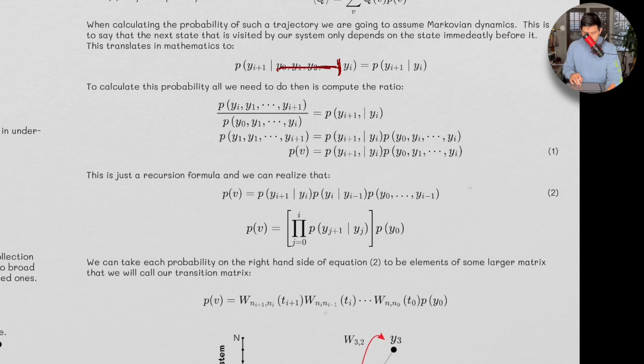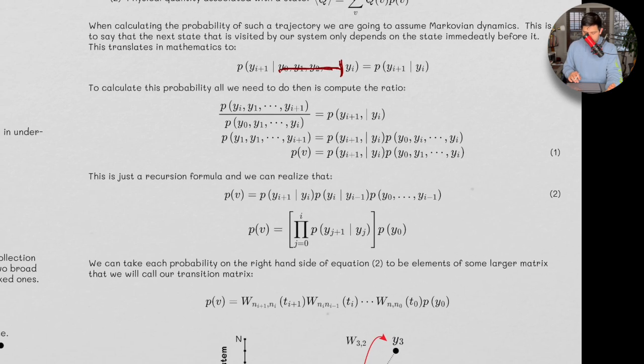And so to calculate this probability, all we need to do then is compute the ratio, right? So the ratio of this guy to this guy, right? This is to i plus 1, this is just to i, is going to be this, right? So that's how we define that probability. It's just a ratio.